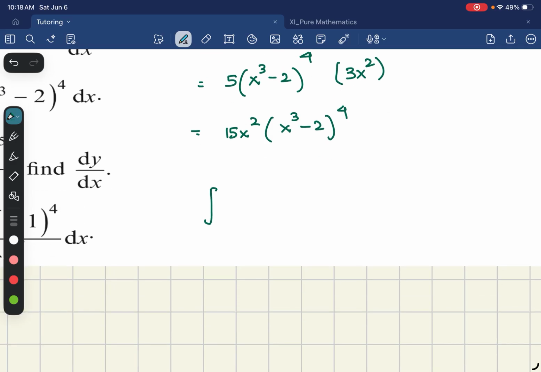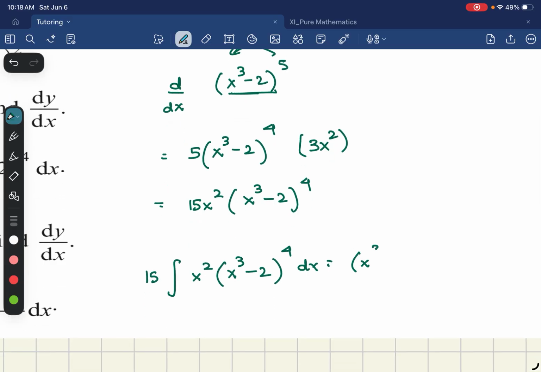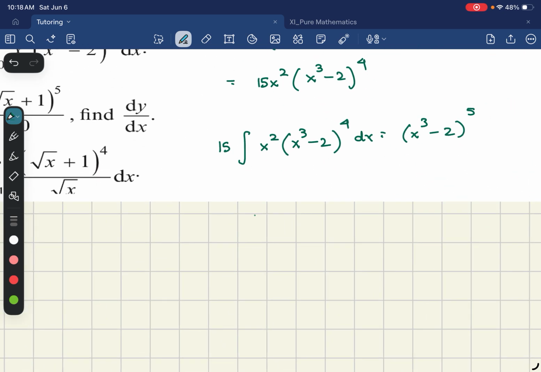And if I integrate 15x squared (x cubed minus 2) to the power 4 with respect to dx, I get what I started with, which is this expression, (x cubed minus 2) to the power 5. What is the question looking for? Well, I don't have any 15 here. I just need to find the integration of this. So the indefinite integral is going to be 1 over 15.